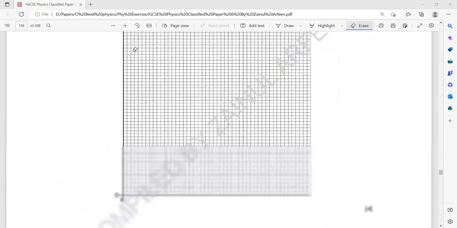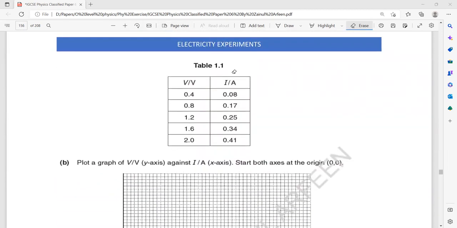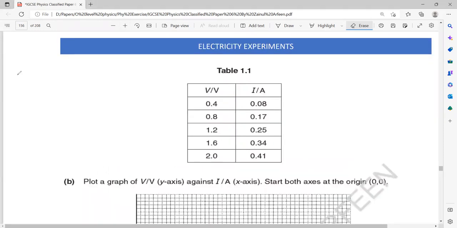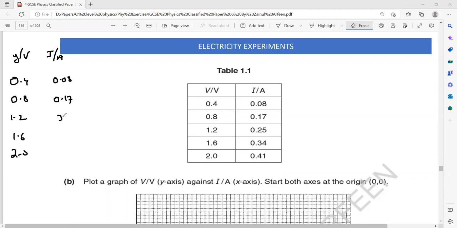Then we have to plot a graph for these values. I will note down these values. The voltage is on the y-axis: 0.4, 0.8, 1.2, 1.6 and 2.0, with a 0.4 difference between each. And the current is on the x-axis: 0.08, 0.17, 0.25, 0.34, and 0.41.